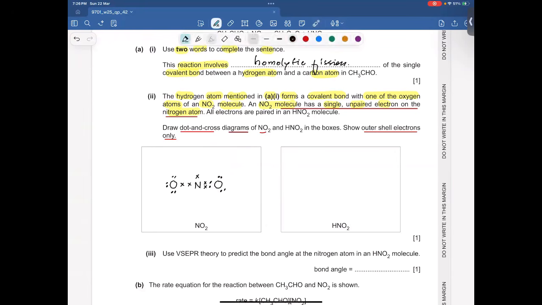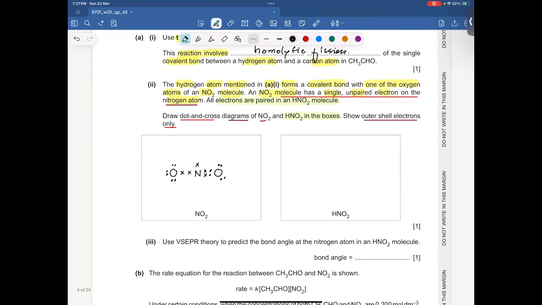Now, in the remaining part of the question, the examiner is looking for the dot and cross diagram of the HNO2 molecule in which all electrons are paired. And we need to mention the dot and cross diagram. Oh my goodness. Okay.